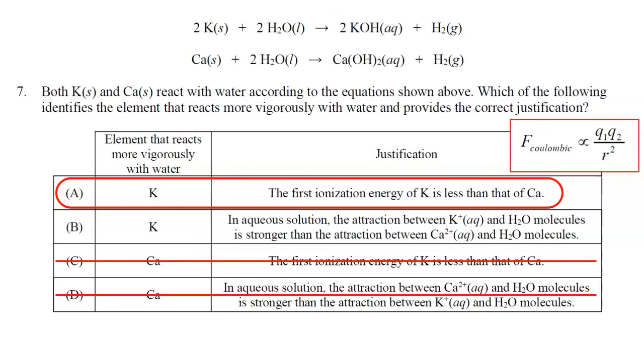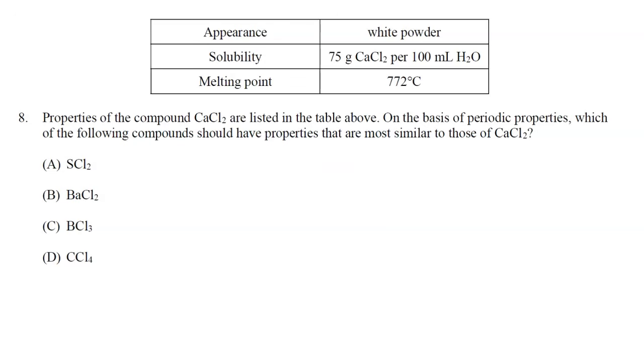Now let's take a look at question 8. In question 8, it says properties of the compound CaCl2, or calcium chloride, are listed in the table above. On the basis of periodic properties, which of the following compounds should have properties that are most similar to those of calcium chloride, or CaCl2? So all 4 choices contain chloride, or Cl, but in choice A, we have sulfur. In choice B, we have barium. In choice C, we have boron. And in choice D, we have carbon.